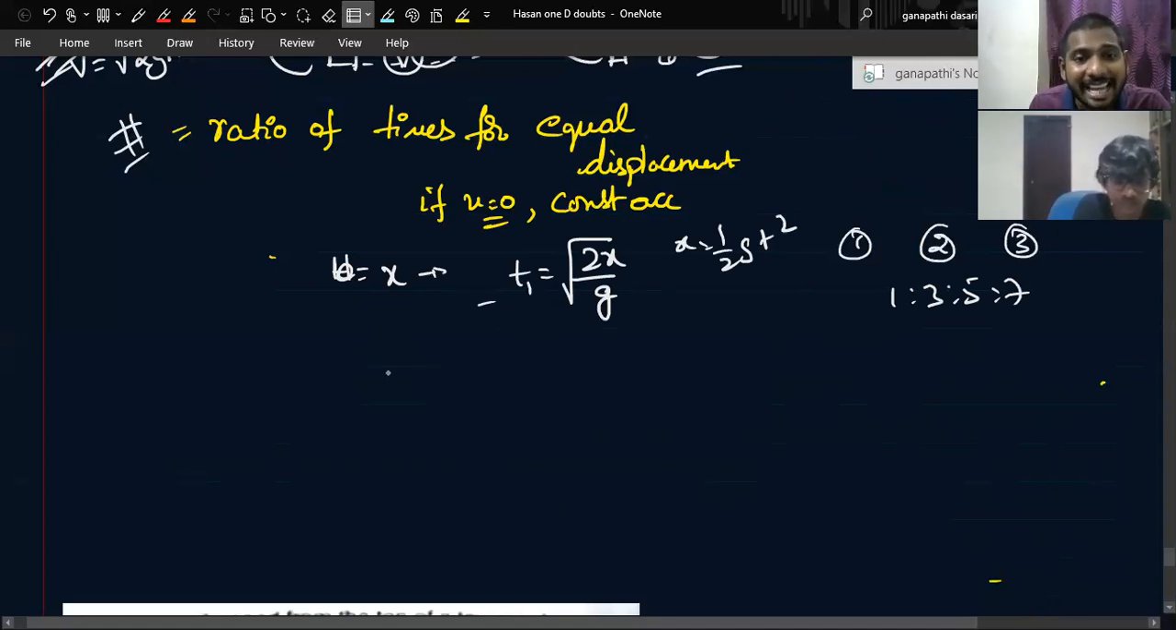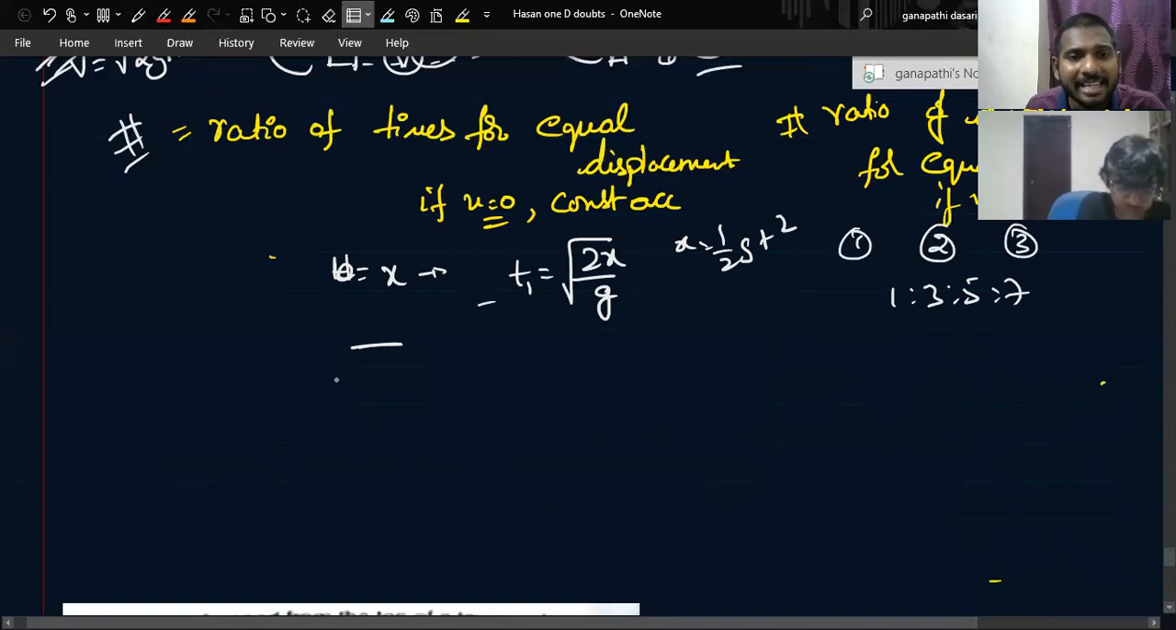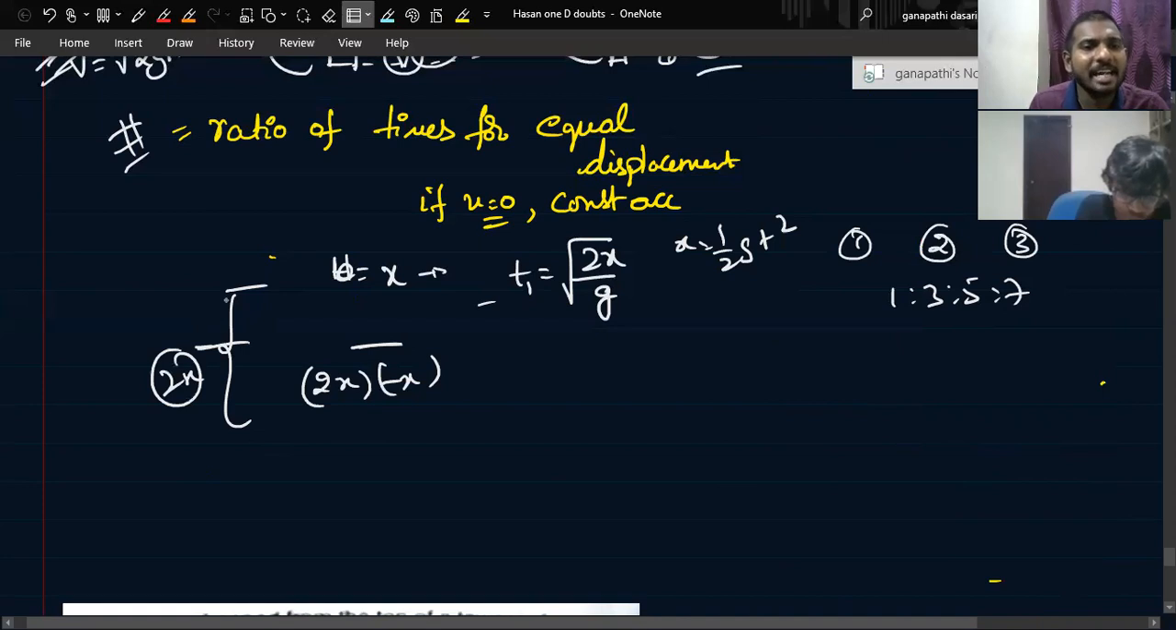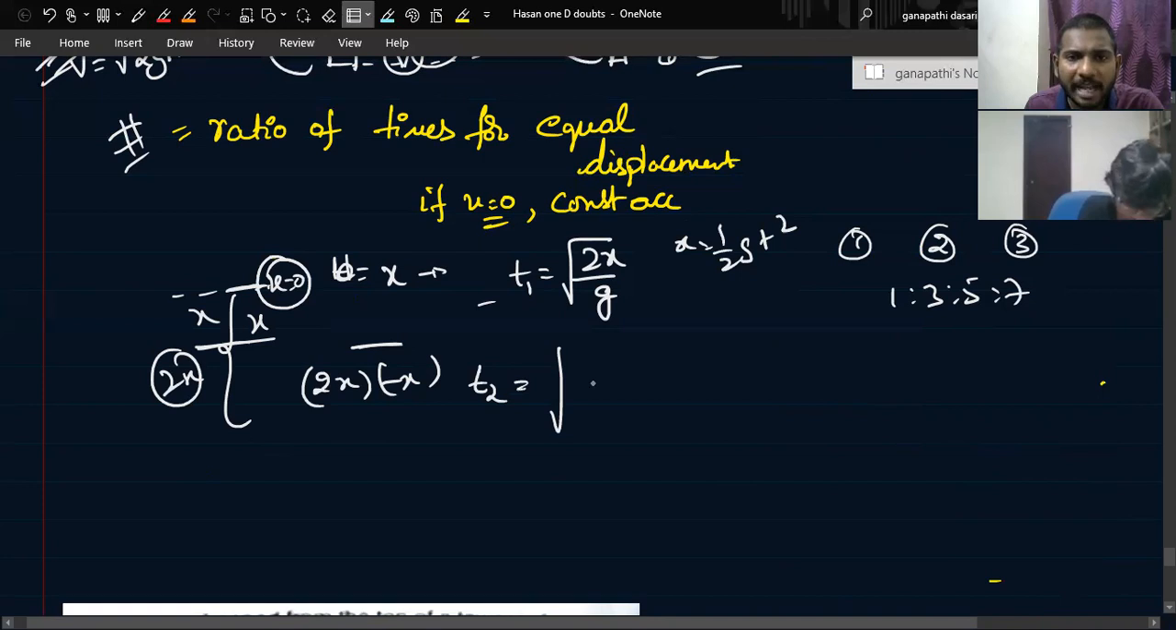Then next x, you cannot solve easily because initial condition and final condition will change. But what I'll do, 2x minus x, can I do? For 2x from the initial point, what is the time taken for traveling 2x, and what is the time taken for traveling x? If I subtract them, I'll get the second time. Is it okay? Because initial velocity is 0, that's why it becomes easy for me. So T2 will become root of 2 times 2x by g minus root 2x by g. Is it okay?